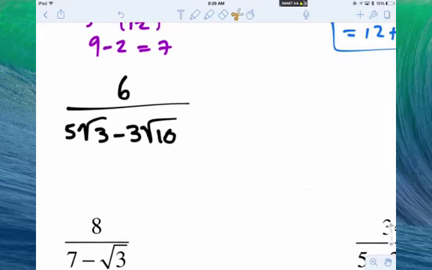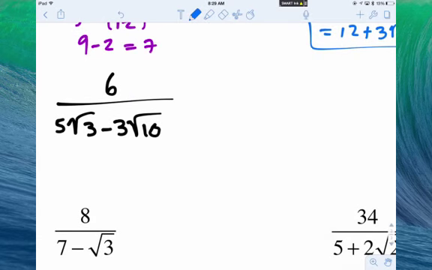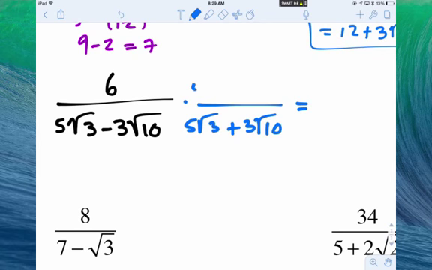Once again, this is the last one I'm going to walk you through. We want to multiply this fraction by some form of the number 1, same numerator, same denominator, such that we're going to end up with a rational number in our denominator. So we're going to multiply, in this case, by the conjugate of 5 times the square root of 3 minus 3 times the square root of 10. And the conjugate is namely 5 root 3 plus 3 times the square root of 10. Of course, we must always multiply by some form of the fraction 1.